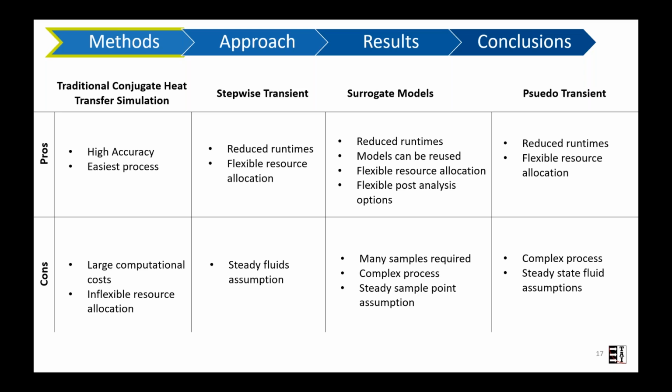The surrogate models have lots of benefits, but also lots of downsides. We see reduced runtimes, especially for very long transient models. The surrogate we create can be reused. It allows for flexible resource allocation and flexible post-analysis options. The cons include that it can require a lot of sample points, it's a very complex process, and the steady sample point assumption. Last, the pseudo-transient approach also gives reduced runtimes and flexible resource allocation, but it is a complex process and has a steady-state fluid assumption.